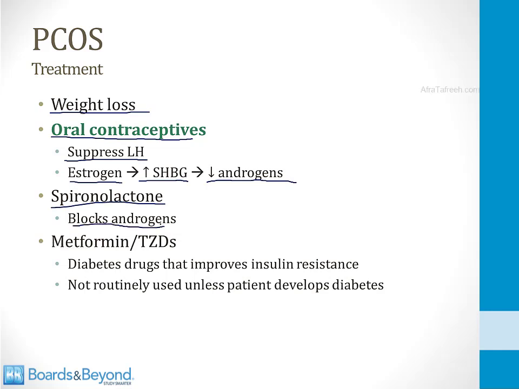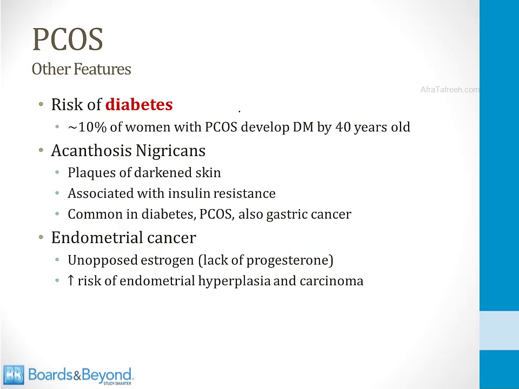And then finally, there are two diabetes drugs that improve insulin resistance, metformin and TZDs. It used to be thought that these might be useful prophylactically in women with PCOS who had not yet developed diabetes. The clinical trials were disappointing, so these drugs are not routinely used unless the woman develops diabetes, but you should be aware that these two classes of drugs improve insulin resistance, and insulin resistance is a major problem in PCOS. So that's a nice segue into some of the complications of PCOS, and the main one you should know about is the risk of diabetes.